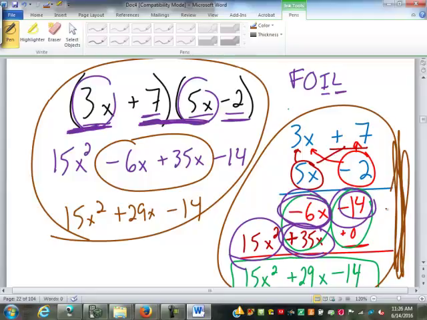Oh, the L stood for last, yeah. Last 2 digits.